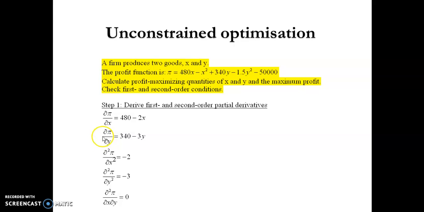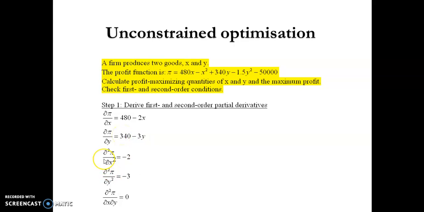Now your first order partial derivative with respect to y of this function, treating x as a constant, we treat those two terms as constants and they differentiate to 0. If I differentiate the rest with respect to y, I'm going to get 340 minus 3y. And that is that first order partial derivative.